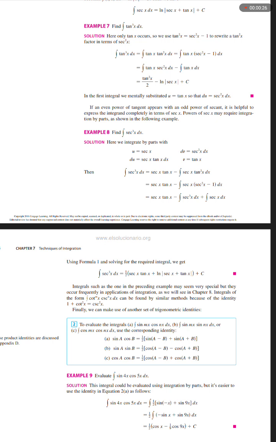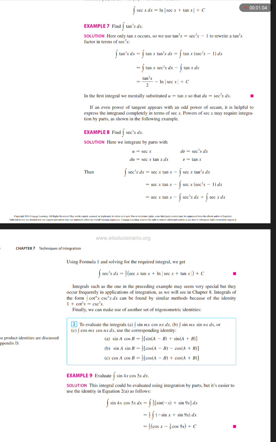The integral of tangent cubed x dx equals the integral of tangent x times tangent squared x dx equals the integral of tangent x (secant squared x minus 1) dx equals the integral of tangent x secant squared x dx minus the integral of tangent x dx equals tangent squared x over 2 minus the natural log of the absolute value of secant x plus C.